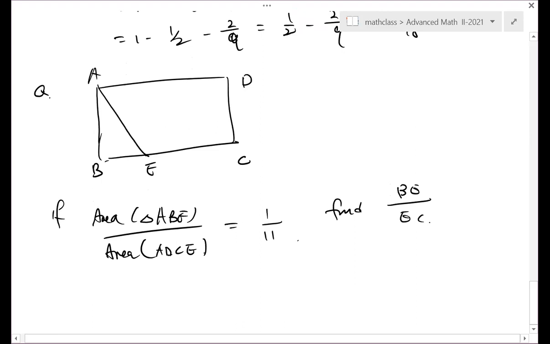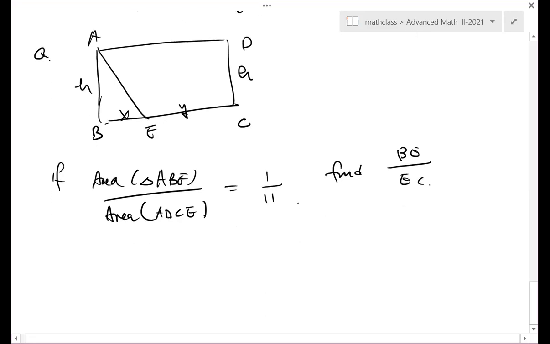All right. Now to solve this type of problem, because the size is not uniquely given, you can make this side H, and this is X and Y. So what you have to do is express the area of the triangle in terms of X and H, and then you're trying to find the ratio X over Y. The area of triangle ABE is going to be half of H and X, right?